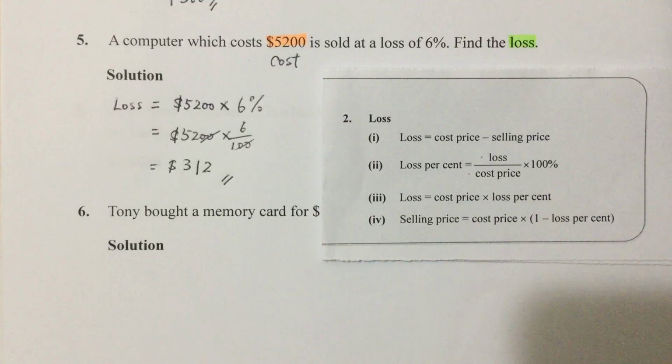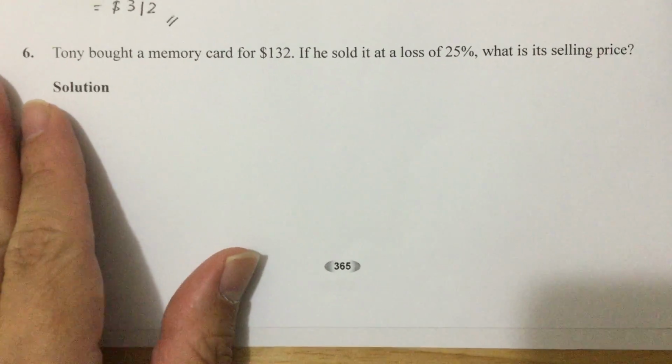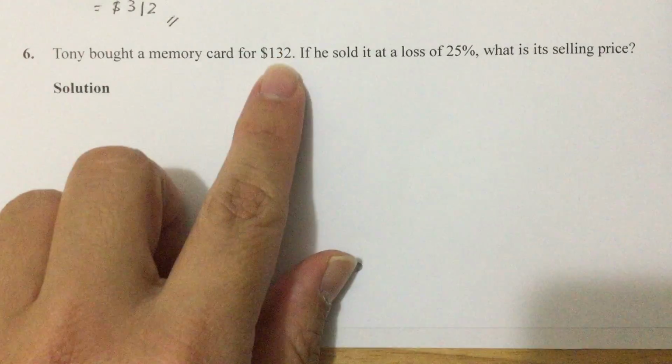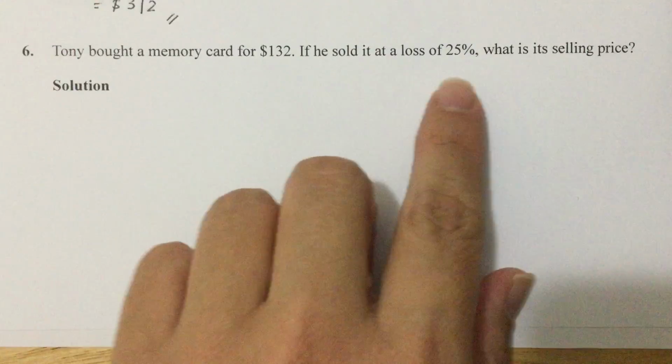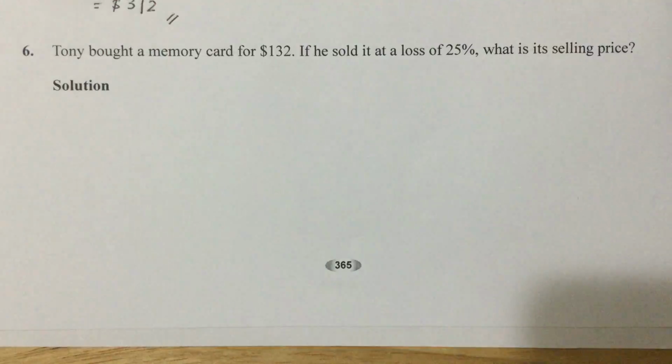And then we will go to question 6 and look at what we are going to find in these questions. Okay, let's look at question 6. This time, Tony bought a memory card for $132. If he sold it at a loss of 25%, what is its selling price? So this time, we are not going to find the profit or the loss. We are going to find the selling price.